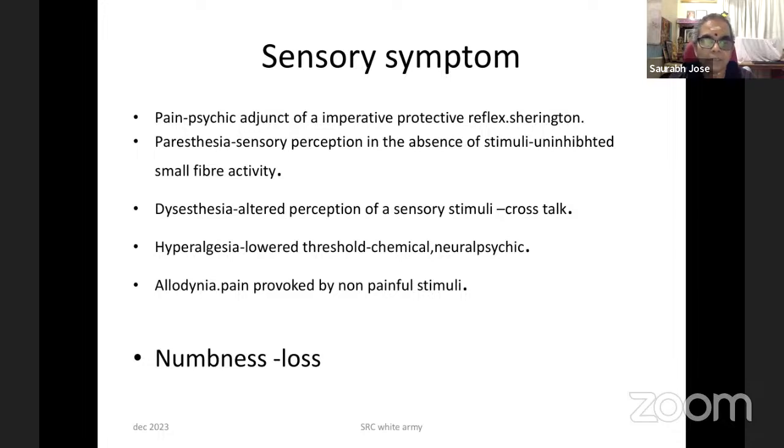So that is hyperalgesia. Allodynia is pain provoked by non-painful stimuli. So just you touch and that becomes pain. This happens in some complex pain syndromes occurring in thalamic lesions, etc. And the next negative symptom is numbness. Numbness is loss of sensation. So irritative symptoms in sensation may be paresthesia, dysesthesia, hyperalgesia, and allodynia. And the negative symptom is numbness.